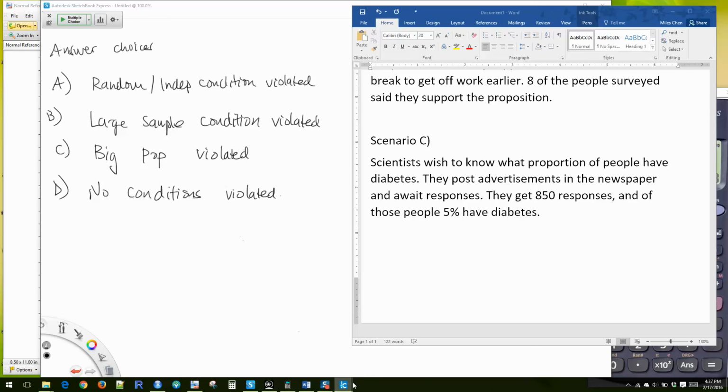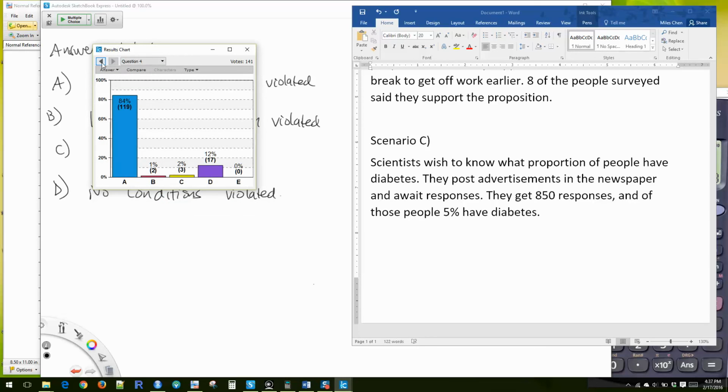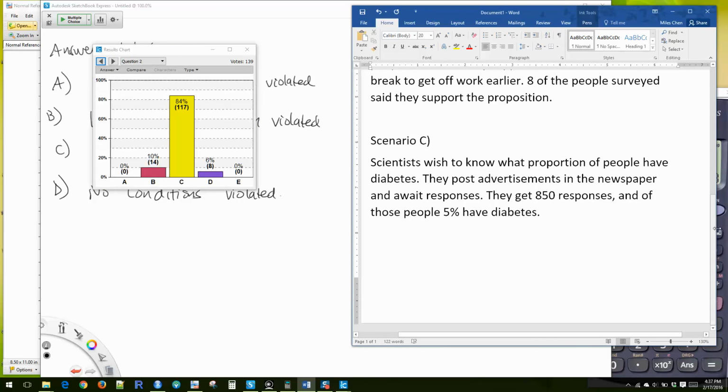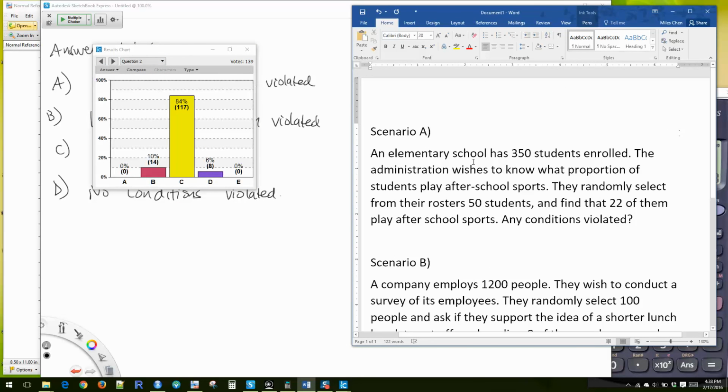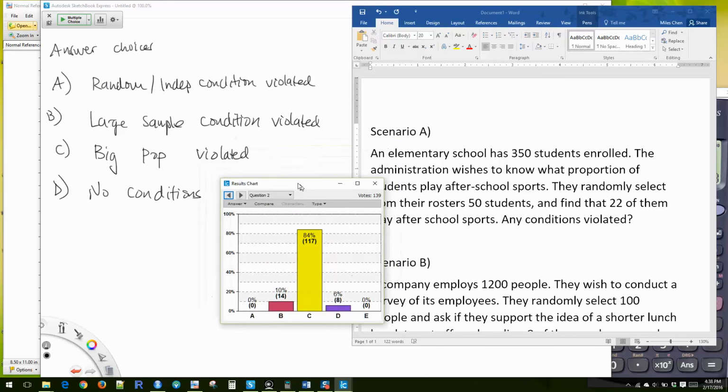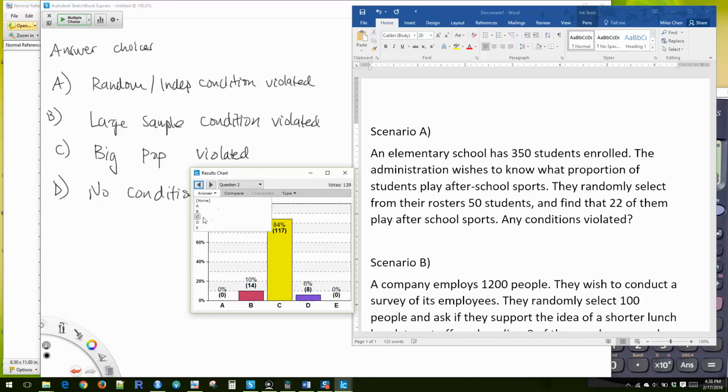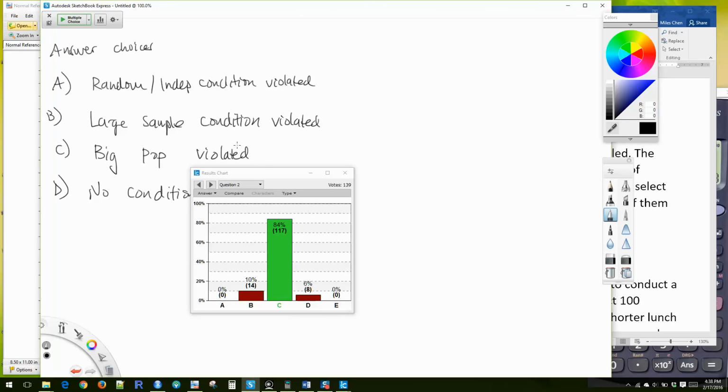How do I do this? Okay, so we want to go to question 2. Question 2 was the elementary school scenario, and indeed the big population condition is violated. So for this elementary school, there are 350 students enrolled. So these students are our population.